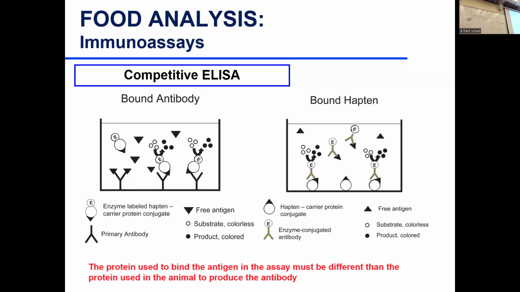One thing you want to know is the hapten, the protein you use here is different than the protein you use to inject the hapten, because you don't want the antibody to bind to that protein here. You only want it to bind to the one epitope that you have for the molecule. So this is very important to remember, that the hapten that you use in the assay is different than the hapten you use to generate the antibodies.